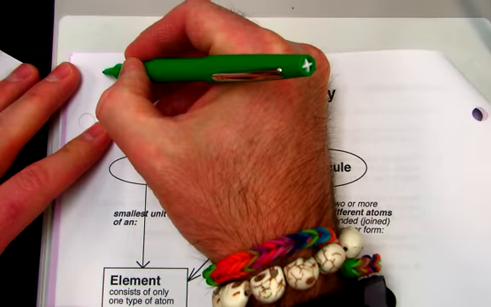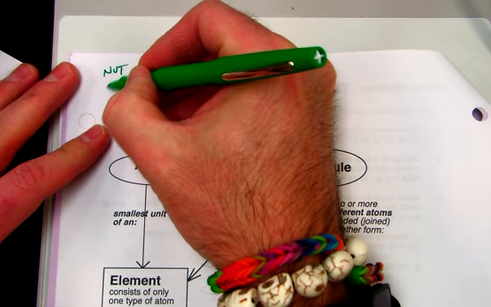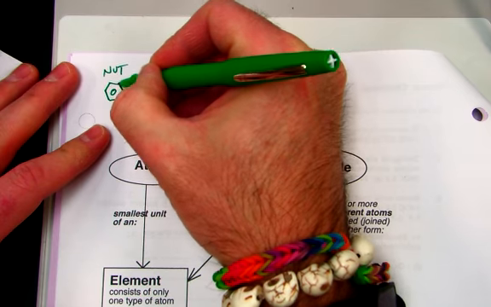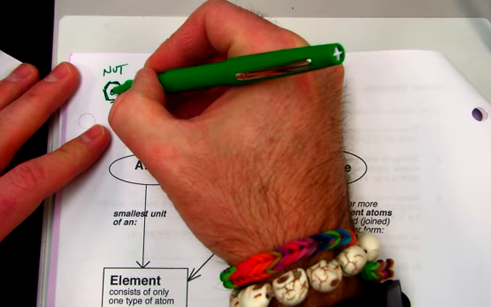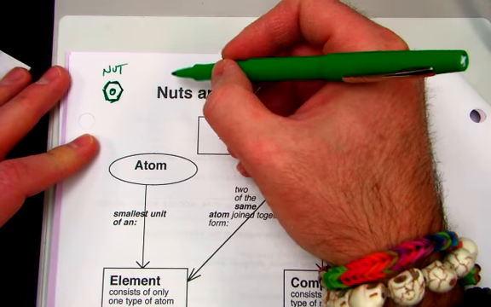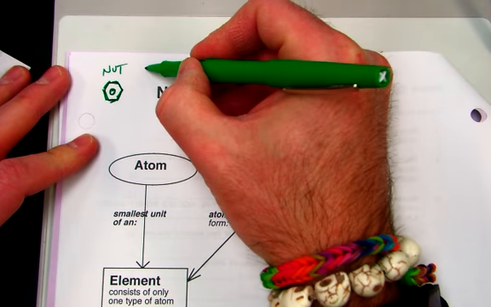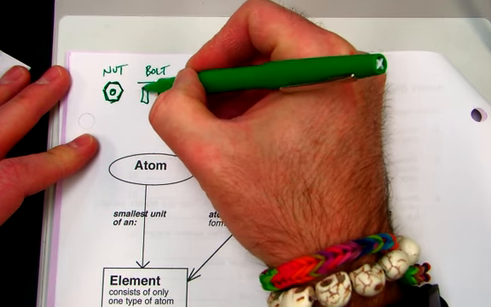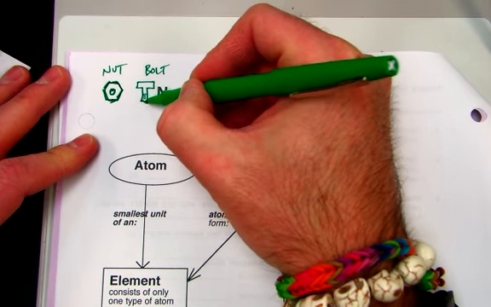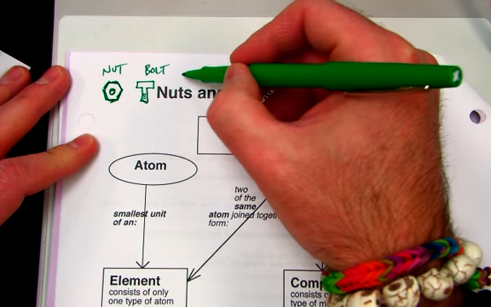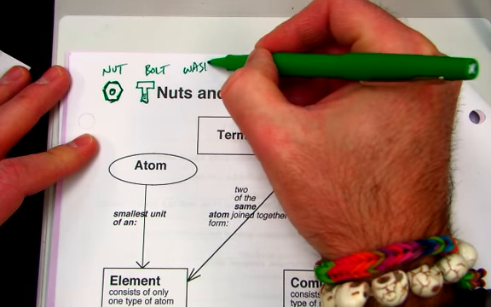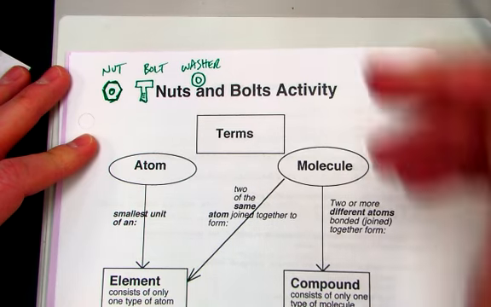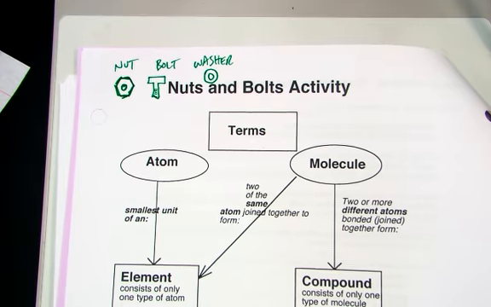So a nut kind of looks like a hexagon, a hexagon shape with a circle in the center. Not my best picture there. That's kind of what it looks like. A bolt is going to look kind of like a T. If you want to get real fancy, you can put the threads of the bolt on there. And then a washer. So nuts, bolts, and washers. A washer basically looks like a donut. And you'll see some real-life examples of those here in a second.